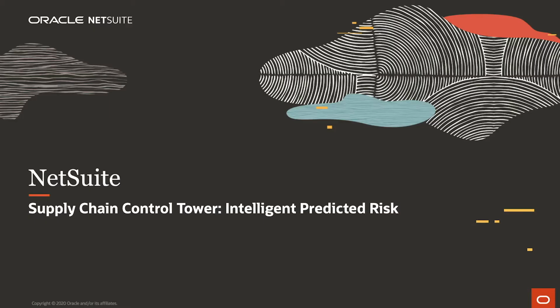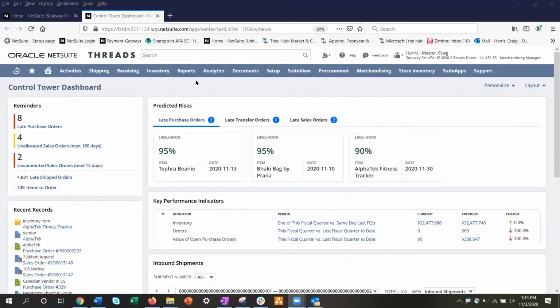Welcome to the demonstration of the NetSuite Supply Chain Control Tower. In this video, I'll show how the Intelligent Predicted Risks functionality can predict delays for purchase, sales, and transfer orders. I am logged into the Supply Chain Control Tower dashboard in the Merchandising Manager role.